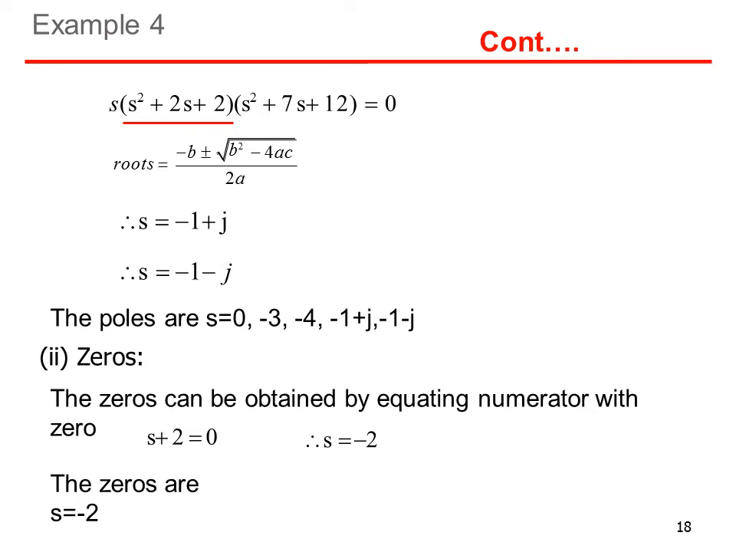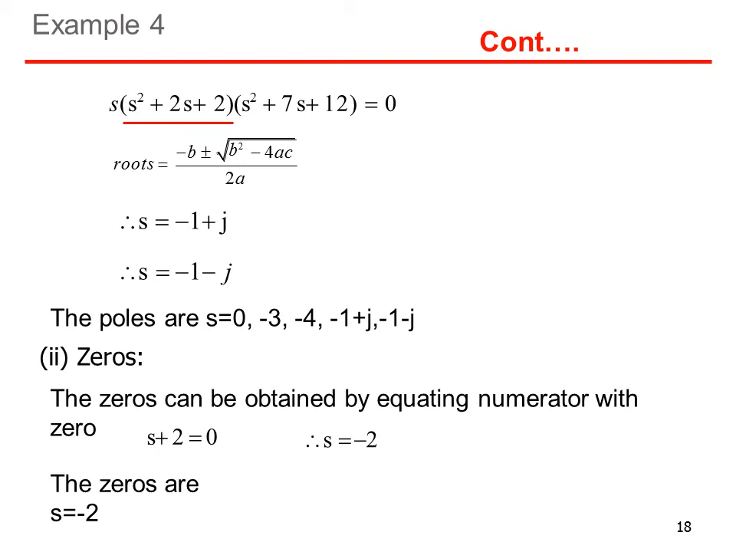As we have studied in mathematics, the roots can be calculated as minus b plus minus root of b square minus 4ac divided by 2a, where a is the coefficient of s square, b is the coefficient of s, and c is the constant term. So for the equation s square plus 2s plus 2, a is equal to 1, b is equal to 2, and c is equal to 2.